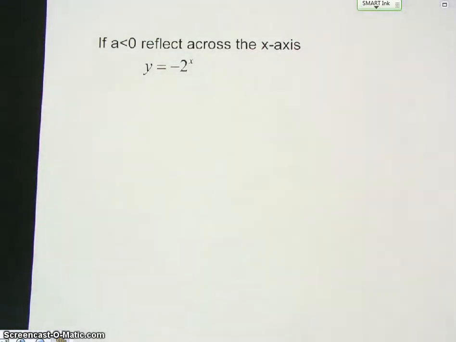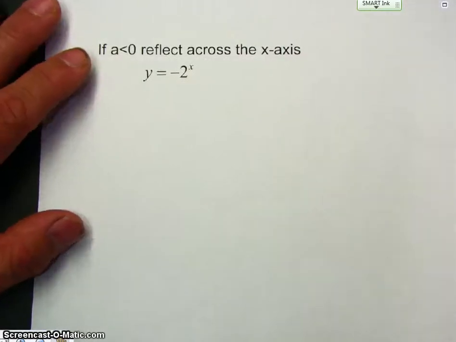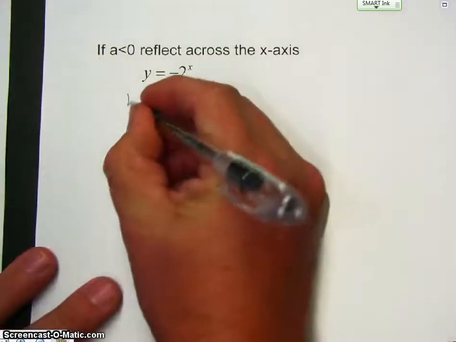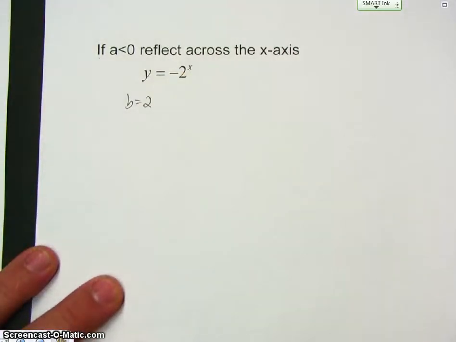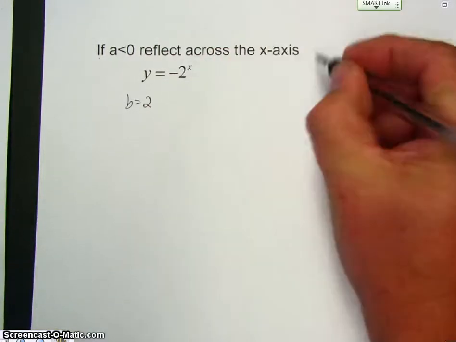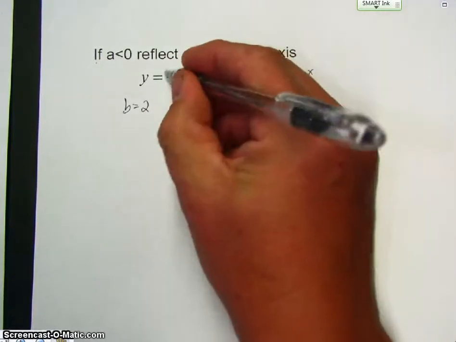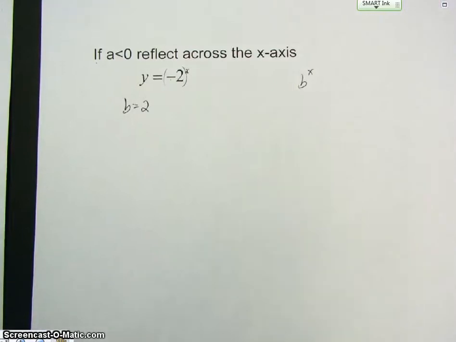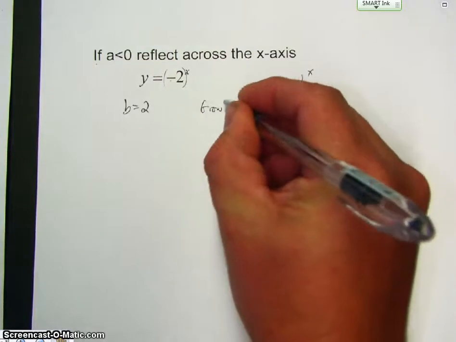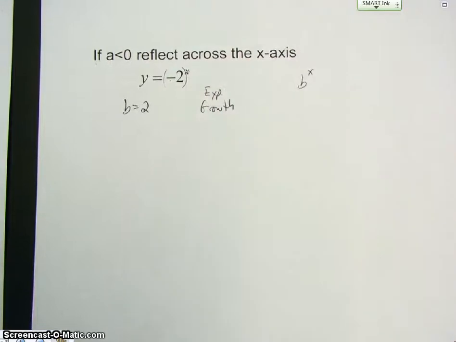Last example. All right, so what happens if A is less than 0? All right, first of all, B is equal to 2. All right, because B is not equal to -2 because x goes with B. So remember, it's B to the x. If I wanted to include the negative, this would have been parentheses right here. But there's no parentheses there, so therefore, B is just 2. So 2 is greater than 1, so that's growth. Variable is in the exponent, so this is an exponential growth problem.